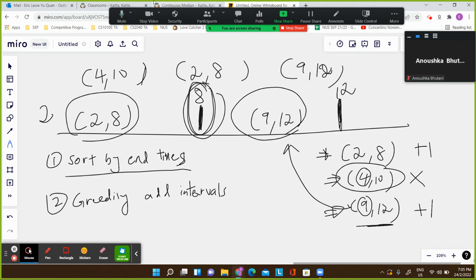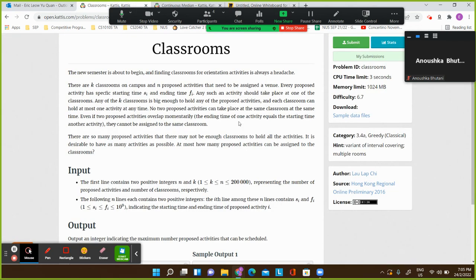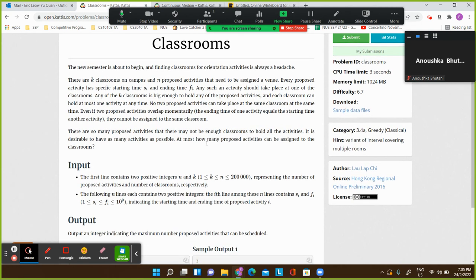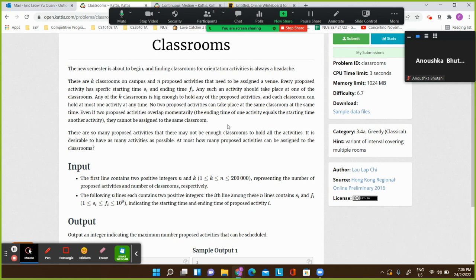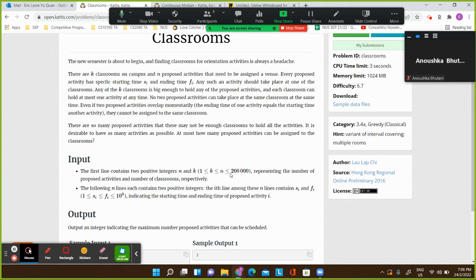Correct? Okay, but this question is harder, because this question requires you to have n classrooms. That means it's not just one classroom. The previous variant is you just have one classroom and you want to find the maximum number of activities you can have. So you just need to sort by end time and then just greedily add. But this variant is harder, because you are given more than one classroom. You can have up to 200,000 classrooms. So how do I actually solve this?